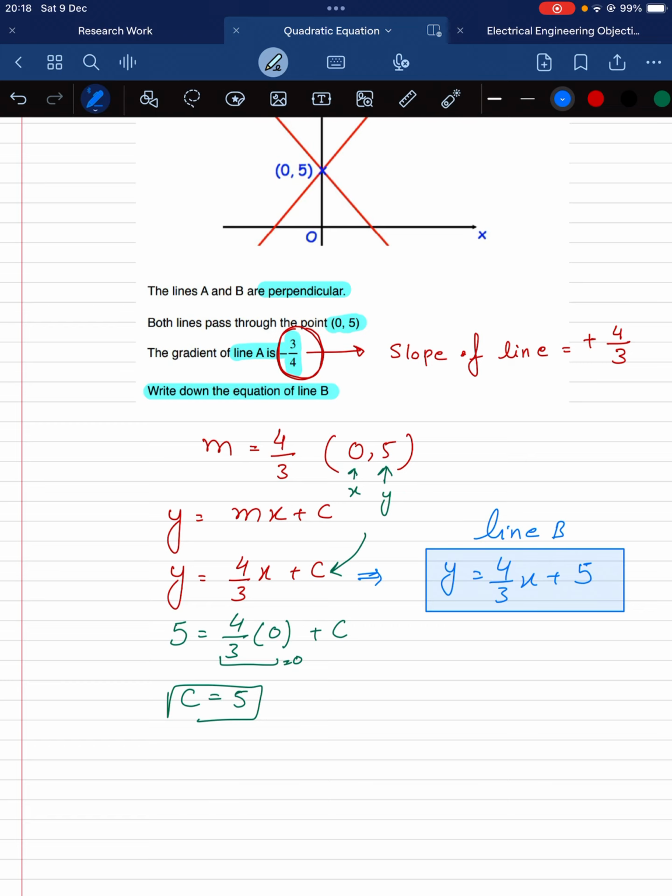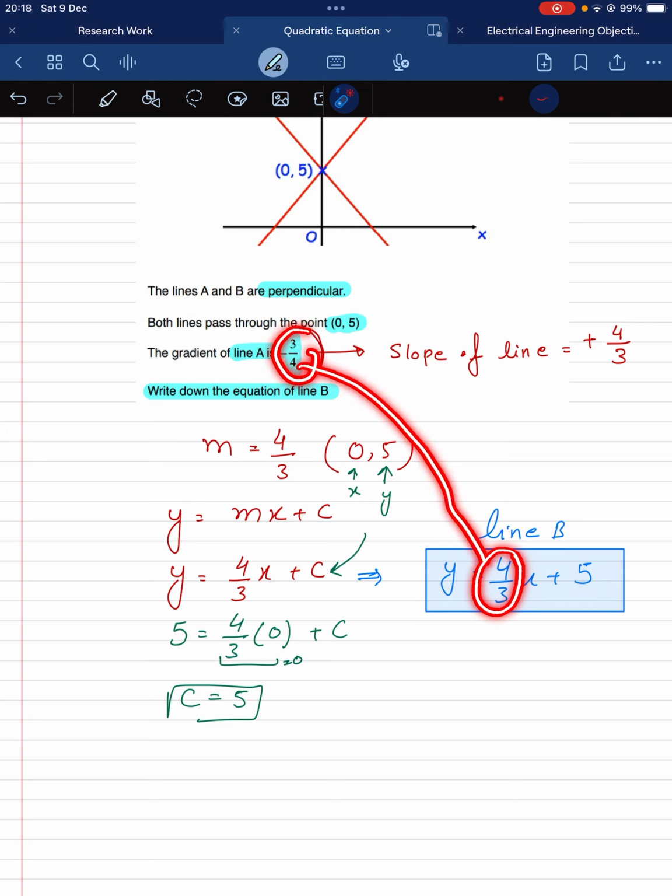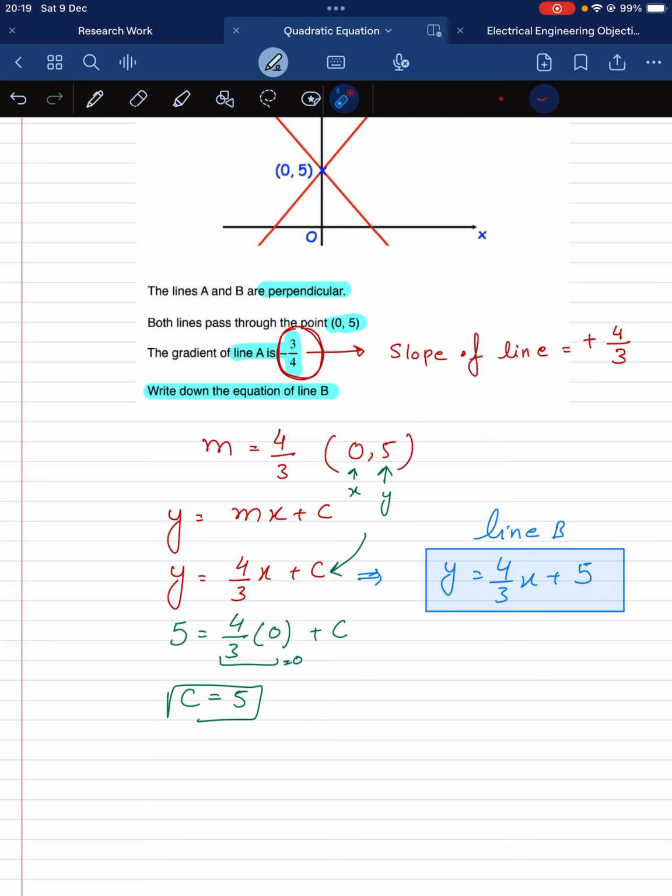Now you may notice that both of these lines have opposite slopes. This line has the slope of minus 3 by 4, and this line has the slope of 4 by 3. That is the negative reciprocal. These two quantities are negative reciprocals of each other. So this is how you can find out the slope or the new equation of the line.